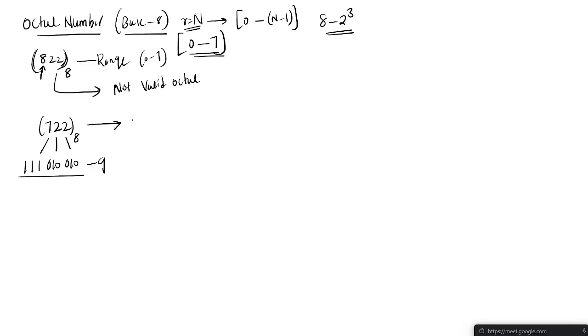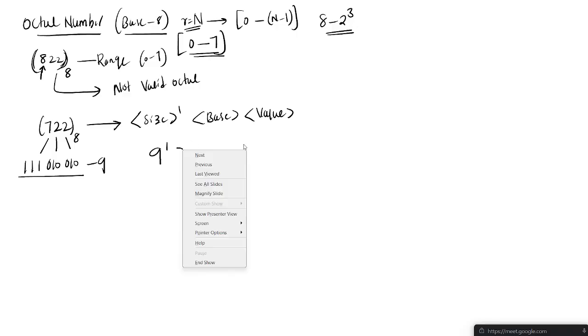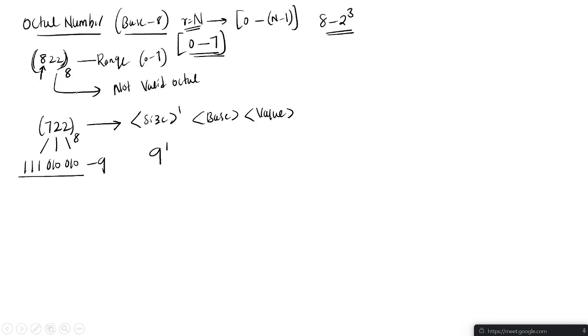So the format is size, tick, base, value. Size is 9 tick. What is the base? Base will be octal, O. And the value is 722. Like this.